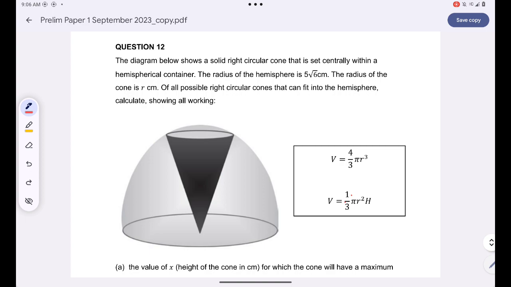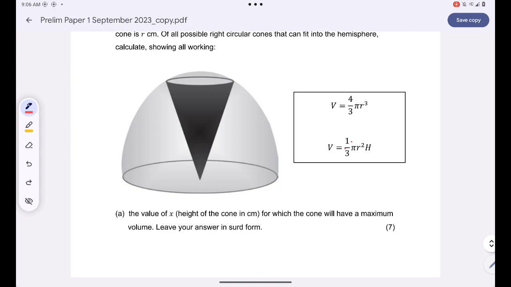The diagram below shows a solid right circular cone that is set centrally within a hemispherical container. The radius of the hemisphere is 5 multiplied by the square root of 6 centimeters, and the radius of the cone is r centimeters. Of all possible circular cones that can fit into the hemisphere, calculate, showing all the working, the value of x, which represents the height of the cone in centimeters, for which the cone will have a maximum volume.